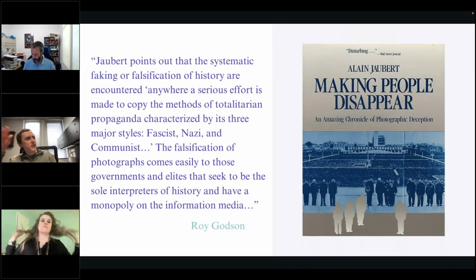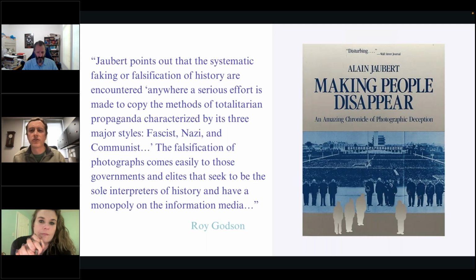Now, the idea of the perfect fake, though, persists, particularly in America, and especially within the national security community here in America. There's a really interesting book I recommend if you're interested in this kind of thing by the French journalist Alain Jaubert called Making People Disappear, an amazing chronicle of photographic deception. It talks about different authoritarian regimes that have been in the business of changing photographs. So this is fascist Italy, this is the Third Reich, this is Maoist China, this is the Soviet Union. All of the usual suspects.